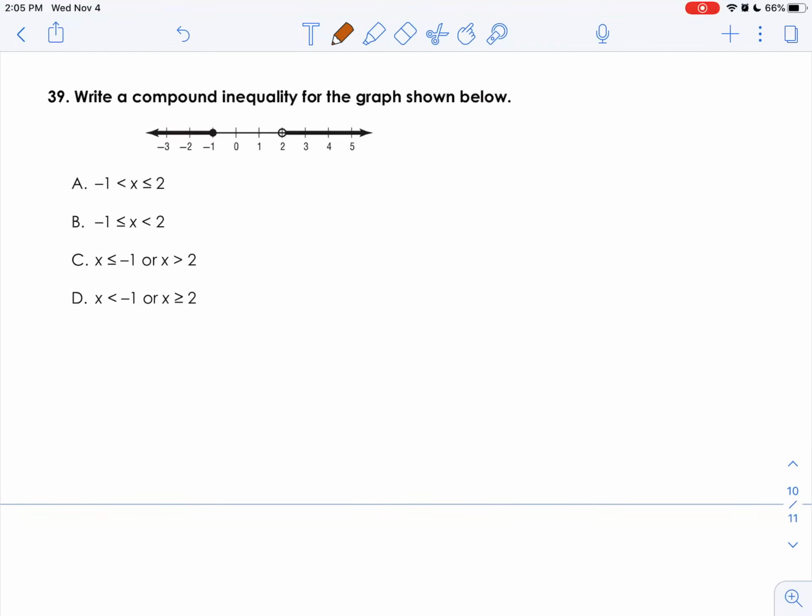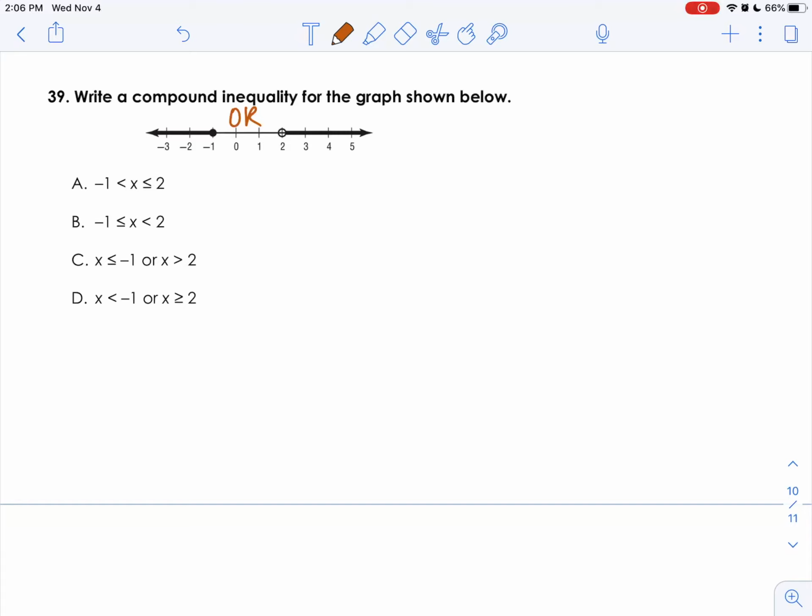Finally, 39 asks us to write a compound inequality for the graph shown below. I can already tell by looking at it, since it's going to the left and to the right, this is an "or" inequality. If it were an "and", the solution would be in the middle, or possibly both arrows would be going the same way, but this has to be an "or" since they're going different ways.